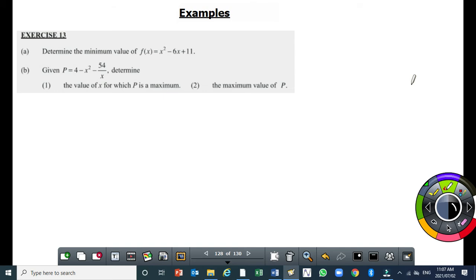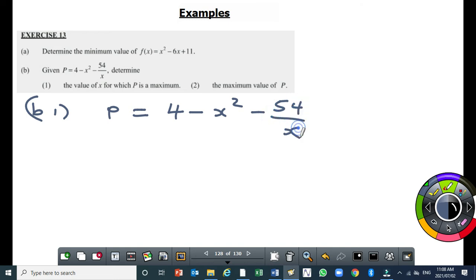Okay? Then part 2, we have to find the maximum value of p, which is the y value. So for the first part, we are finding x. The second part, we are finding a y value. Okay? So for b1, it will be p is equal to 4 minus x squared minus 54 over x.